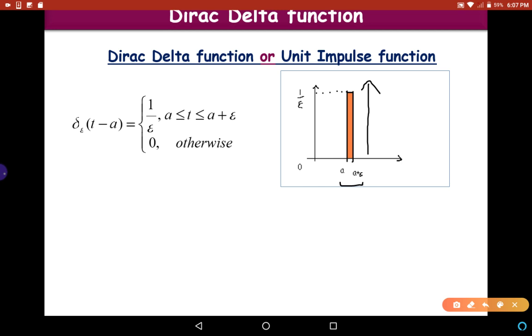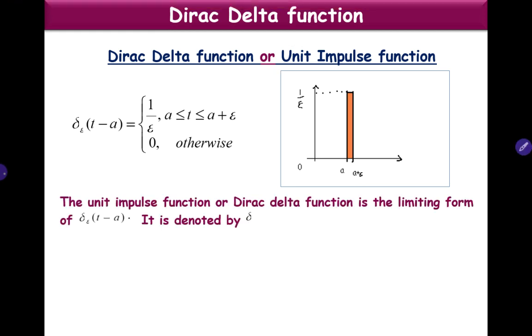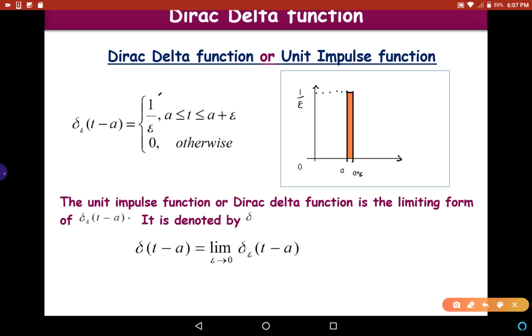It is called unit impulse function because the area of this strip always remains 1, whatever be the value of epsilon. As epsilon tends to 0 also, the area of the strip remains 1. That is why it is called unit impulse function. So now the unit impulse function delta of t minus a is limit epsilon tends to 0 of delta epsilon of t minus a. As epsilon goes to 0, 1 by epsilon in delta epsilon of t minus a tends to infinity, and at all other places it is 0.